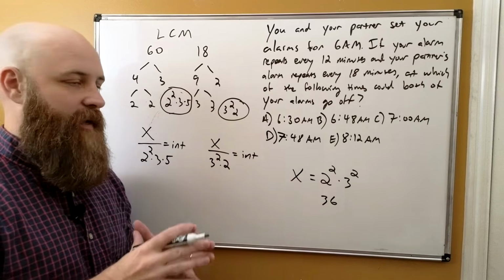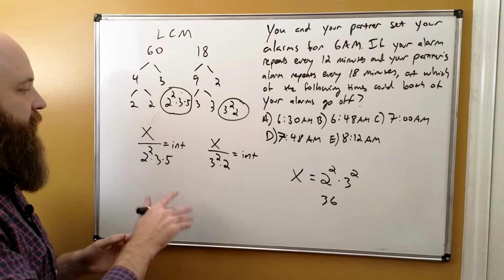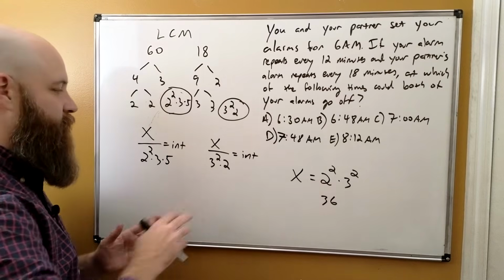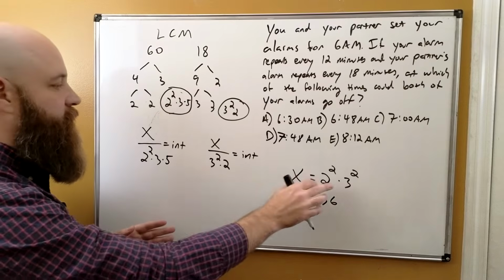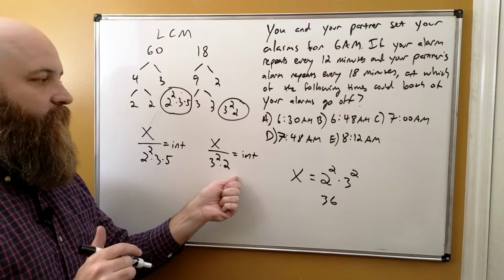So if I go through my process, well, I'll pick the larger exponent version of each factor. So for 2 squared and 2, it's still 2 squared. For 3 squared and 3, it's still 3 squared. But what about for 5's? Well, this one has a 5, this one doesn't.